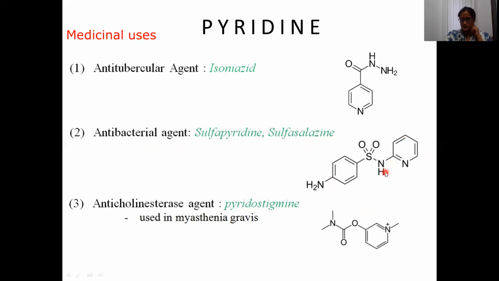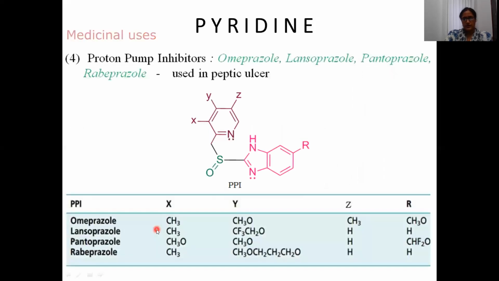improvement of the hydrophilicity, or binding to the receptor for the antibacterial action. An anticholinesterase agent, pyridostigmine, is used in myasthenia gravis. It also contains the pyridine molecule.